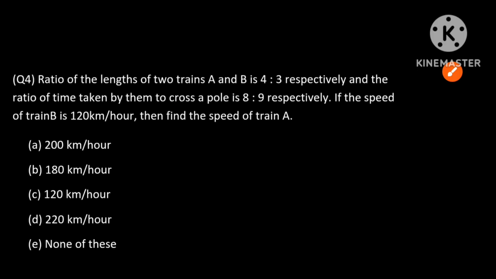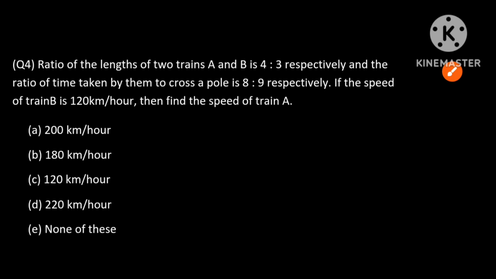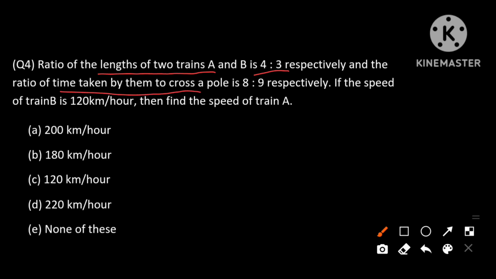Next question, fourth one. Question says that the ratio of the lengths of two trains A and B is 4:3, and the ratio of the time taken by them to cross a pole is 8:9 respectively. If the speed of train B is 120 kilometers per hour, find the speed of train A.